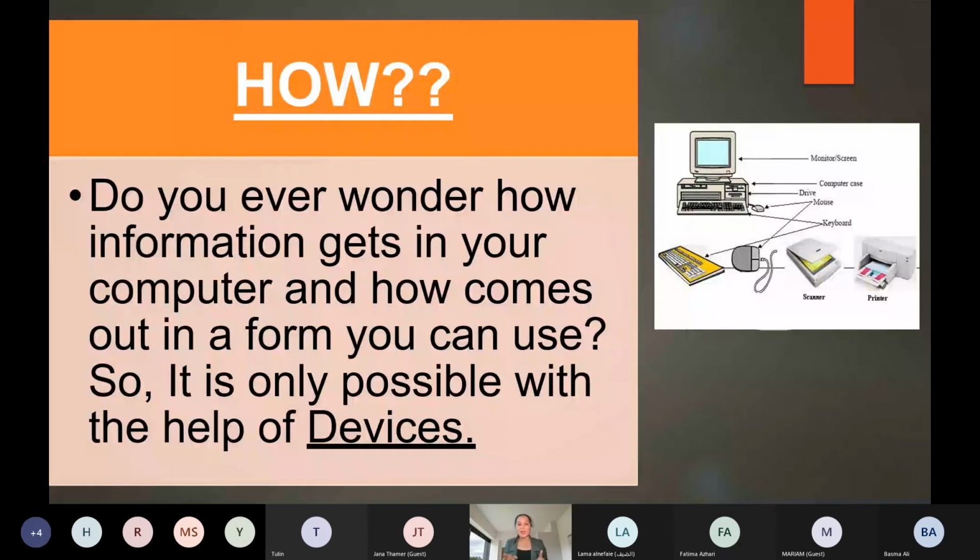So it is only possible with the help of devices. And class, we are particular with the different hardware components of the computer system. We've done the different computers. We are particular with the internal hardware components, the parts of the motherboard, and of course the different computer peripherals.